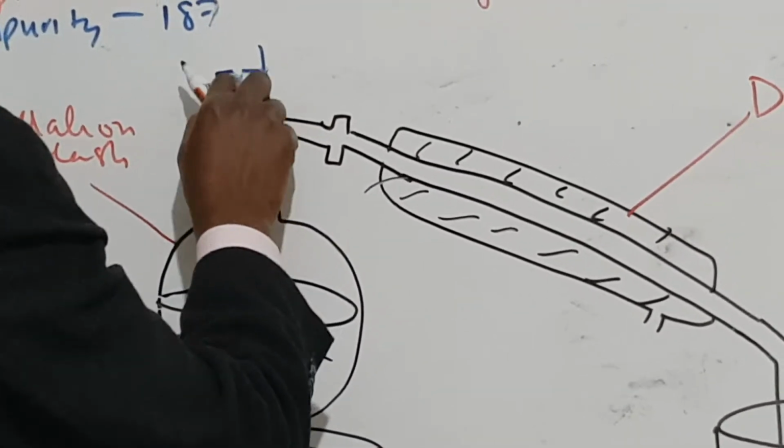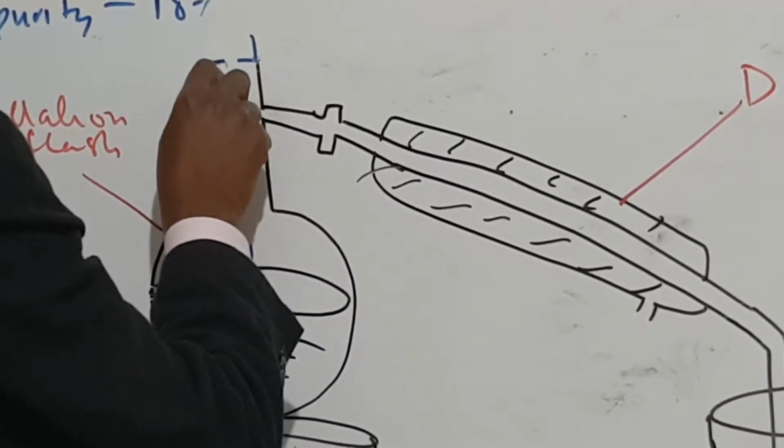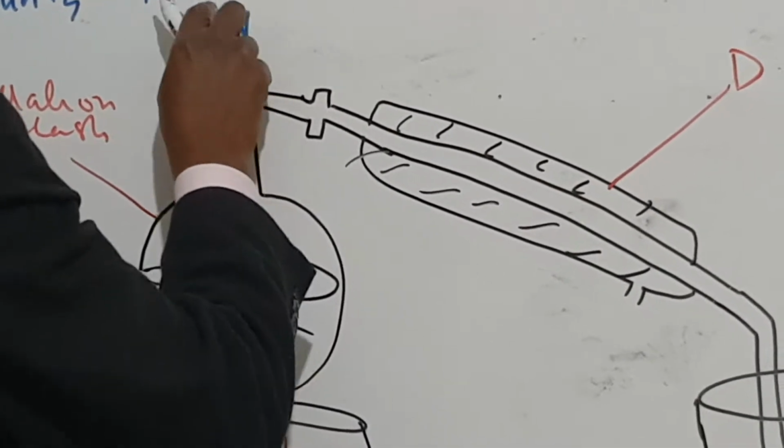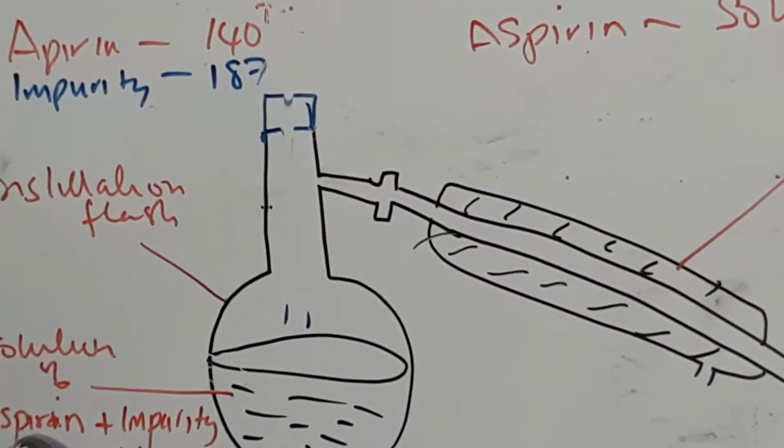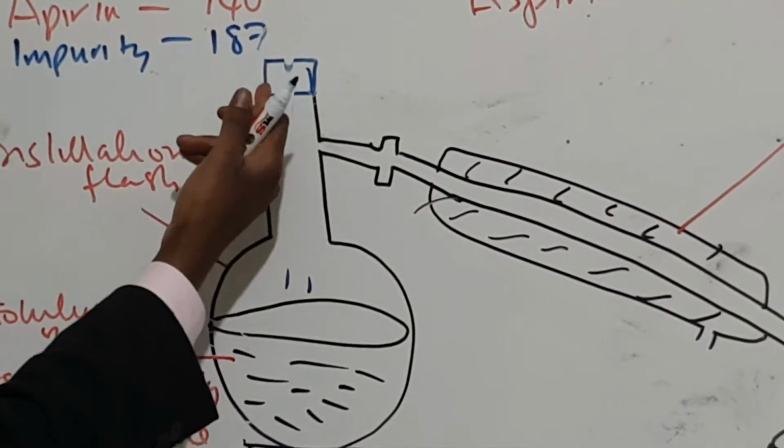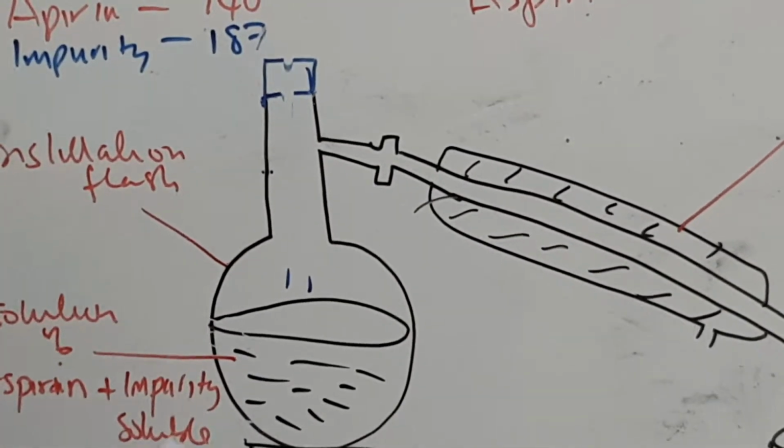So our setup is not correct. Okay, there is no bung there. When the gases rise up, they go out. Yes, that's not correct. Yes, that's number one.